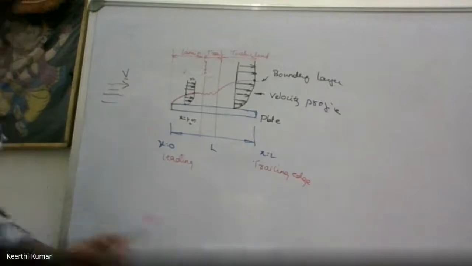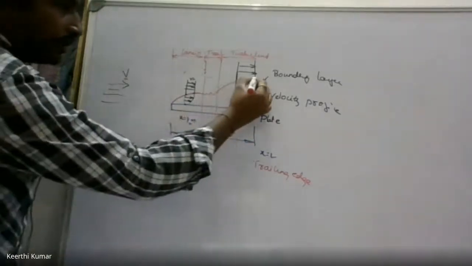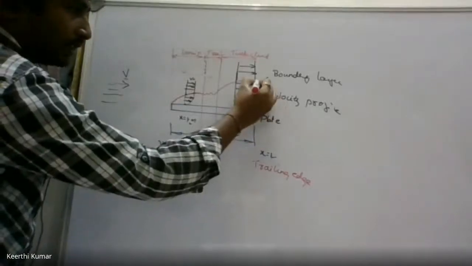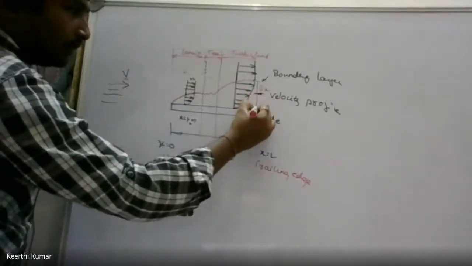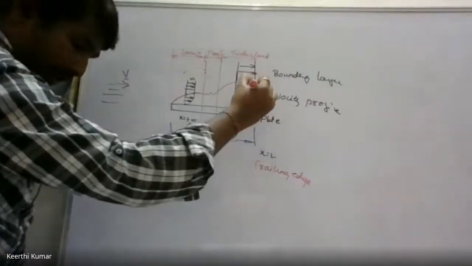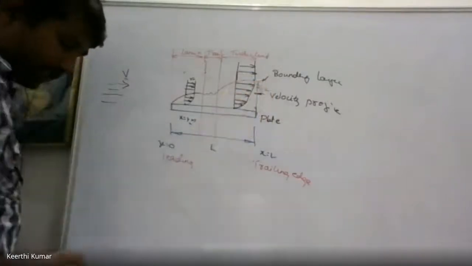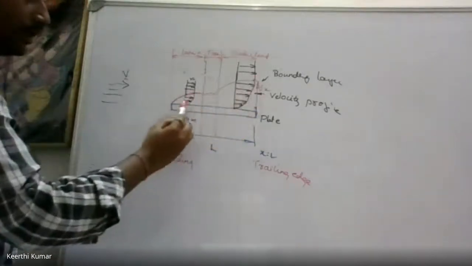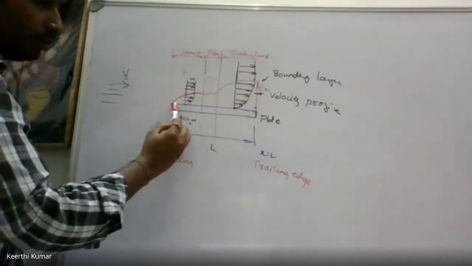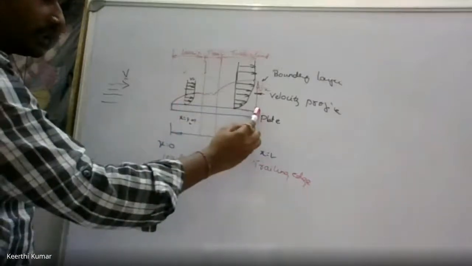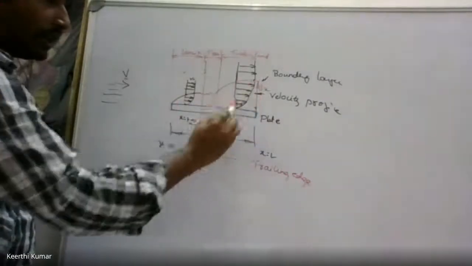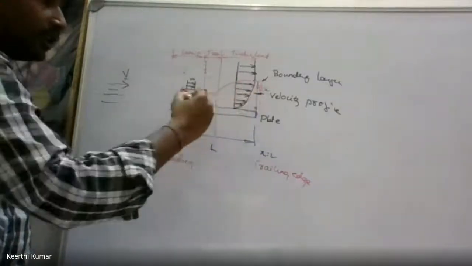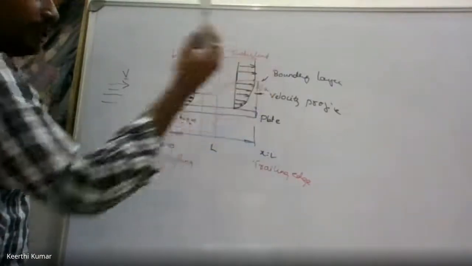So for still better understanding, I'll give the height from the plate to this point as delta x. That means this delta x will be different based on x. If I move along the plate from the zero position to x equal to L, the value of delta x will be different. If I go on placing a point at each delta x, I'll get this profile. That profile is called the boundary layer profile.